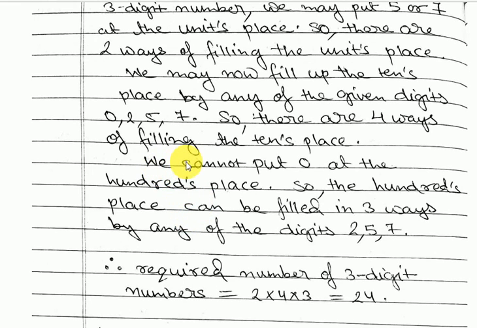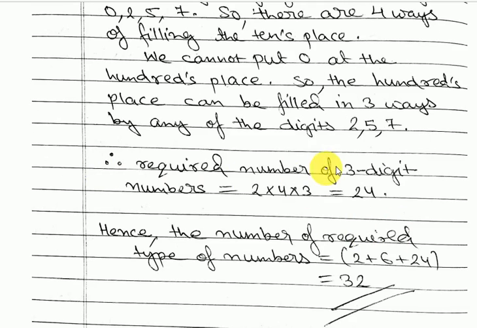For the hundreds place I can take any digit except 0. So we cannot put 0 at the hundreds place, so the hundreds place can be filled in 3 ways, using 2, 5, 7. So for the hundreds place I've got 3 ways to fill, for the tens place I've got 4 ways to fill, and for the units place I've got 2 ways to fill it. So the required number of 3 digit numbers will be 2 into 4 into 3 equal to 24.